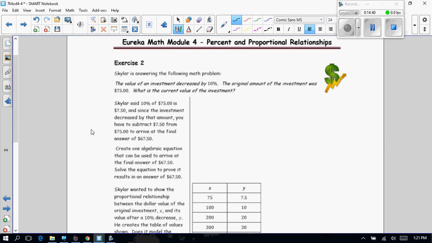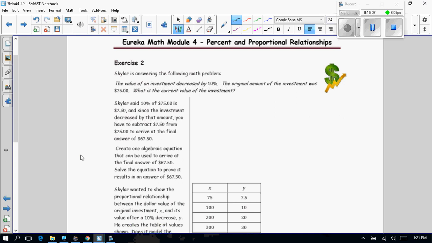Skylar is answering the following problem. The value of an investment decreased by 10%. The original amount of the investment was $75. What is the current value of the investment? Skylar said 10% of 75 is $7.50. And since the investment decreased that amount, you have to subtract $7.50 from 75 to arrive at the final answer of $67.50. Is he right?